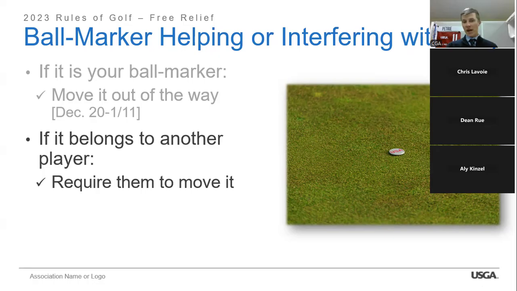If it belongs to another player, we can require them to move it. So if Chris's ball marker's in the way, I can say, "Hey, Chris, I'm going to need that moved," and he's required to move that. And if he doesn't, then again, it's going to be a penalty for failing to oblige. Especially on the green, when we're playing with a big group of 3 or 4 people, and there's a lot of balls around, these rules are very helpful to know what we can and can't do, and how we're proceeding on the greens.